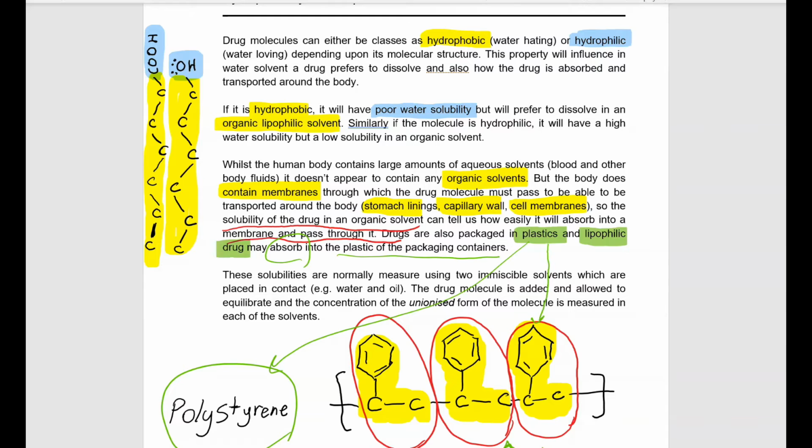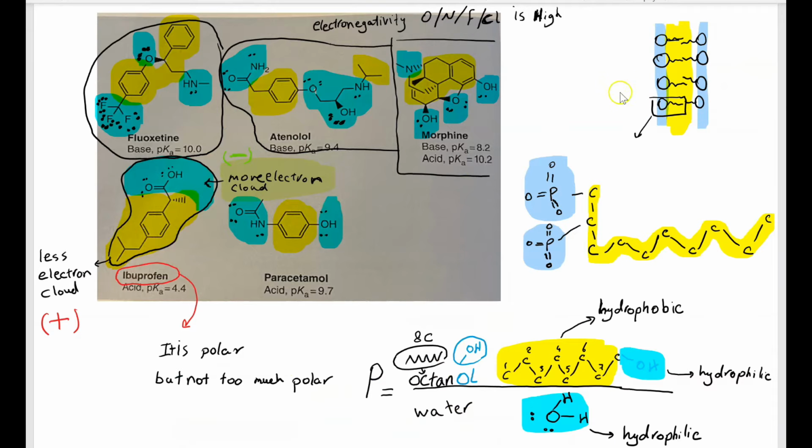So first I just want to show you the organization of the cell membrane. The cell membrane has some units with heads that are hydrophilic, like phosphate, and some parts that are hydrophobic. So as you can see, fluoxetine, atenolol, morphine, paracetamol, ibuprofen, they have some part that is hydrophilic. For example, nitrogen with lone pair, oxygen with lone pair, fluorine with lone pair.